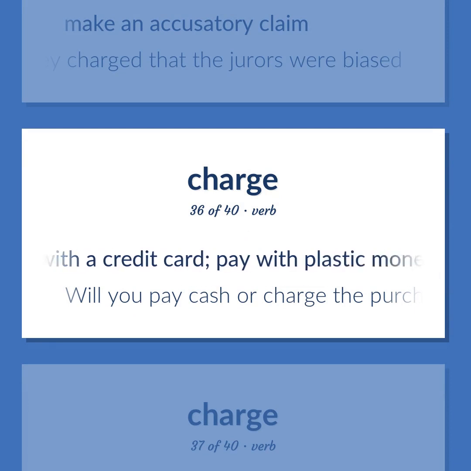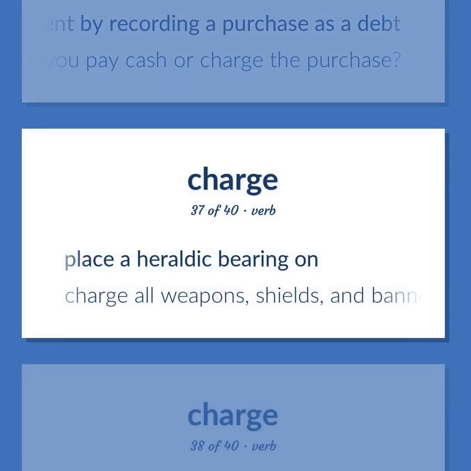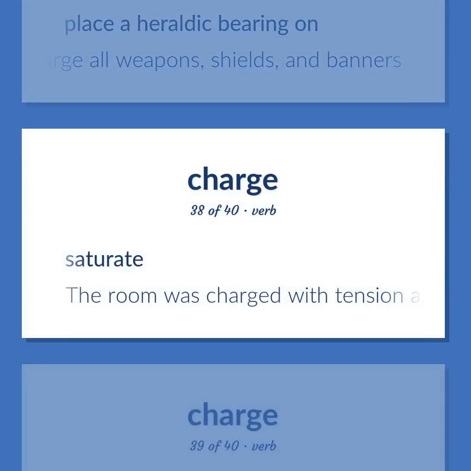Pay with a credit card. Pay with plastic money. Postpone payment by recording a purchase as a debt. Will you pay cash or charge the purchase? Place a heraldic bearing on. Charge all weapons, shields, and banners. Saturate. The room was charged with tension and anxiety.